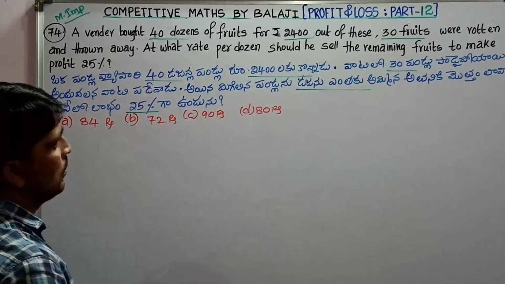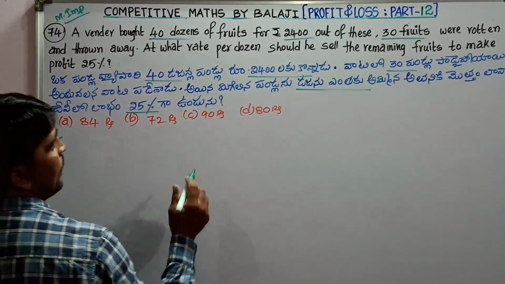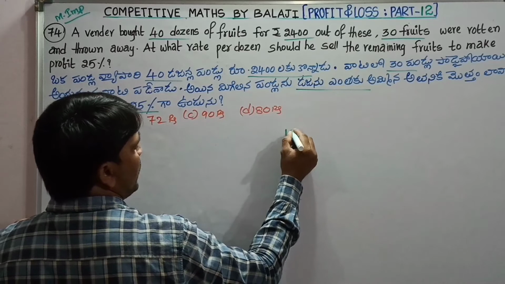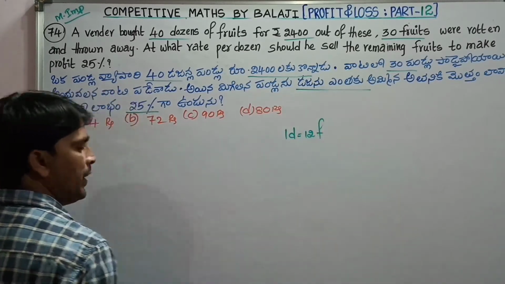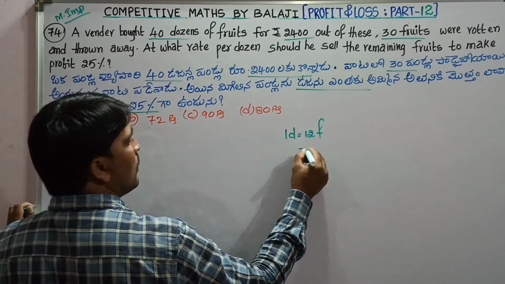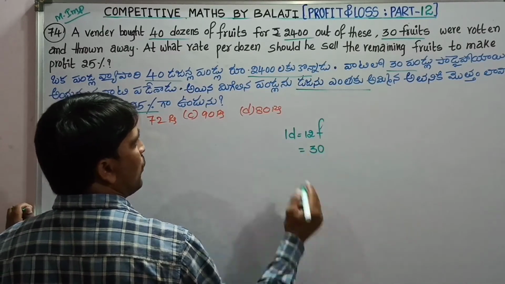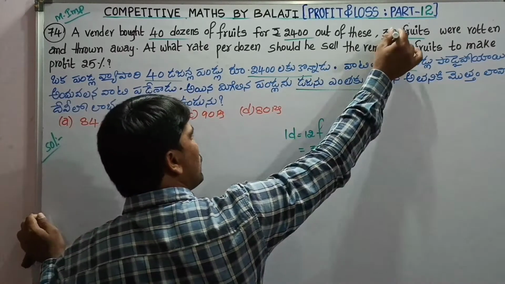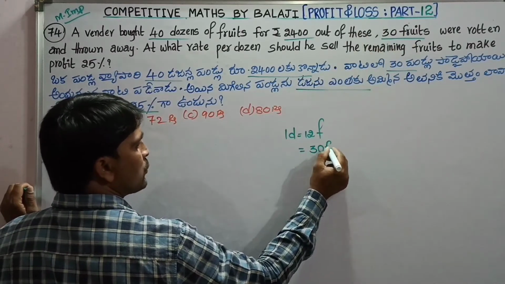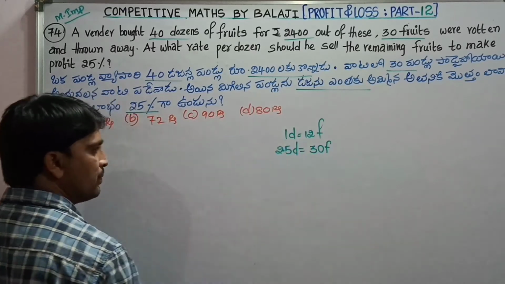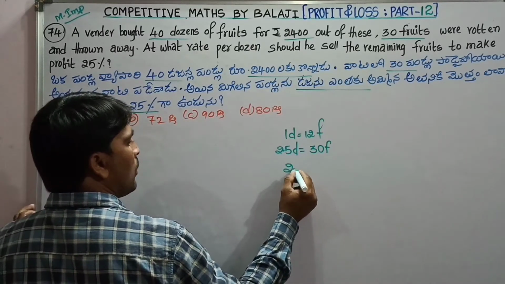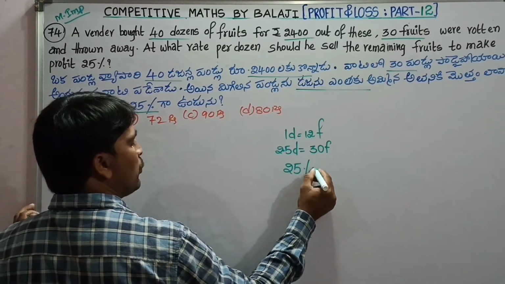Let us see the solution. 1 dozen means 12 fruits. 30 fruits are rotten and thrown away. 30 fruits means 2.5 dozens. And the overall profit he is to get is 25%.